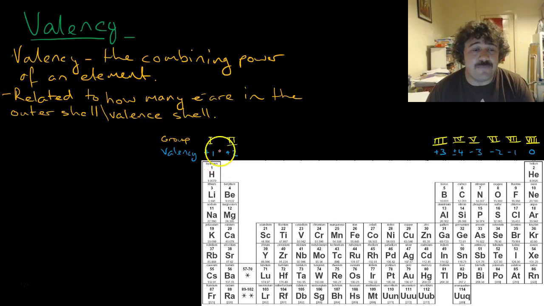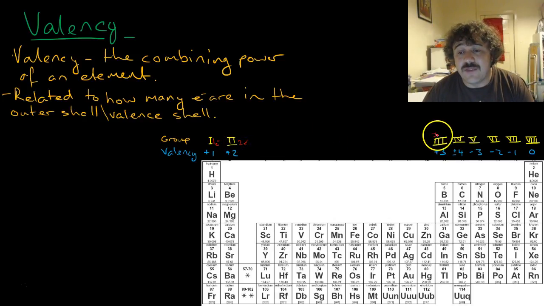Let's have a quick look here. Now, you may have noticed this trend by now, or you may not have. Group 1 has 1 electron. Group 2 has 2 electrons. Group 3 has 3 electrons. 4 has 4 electrons. These are in the outer shells. 5 has 5 electrons. 6 has 6 electrons. 7 has 7 electrons. And 8 has 1. I'm just joking. 8 has 8 electrons. So you can see that's the group names.